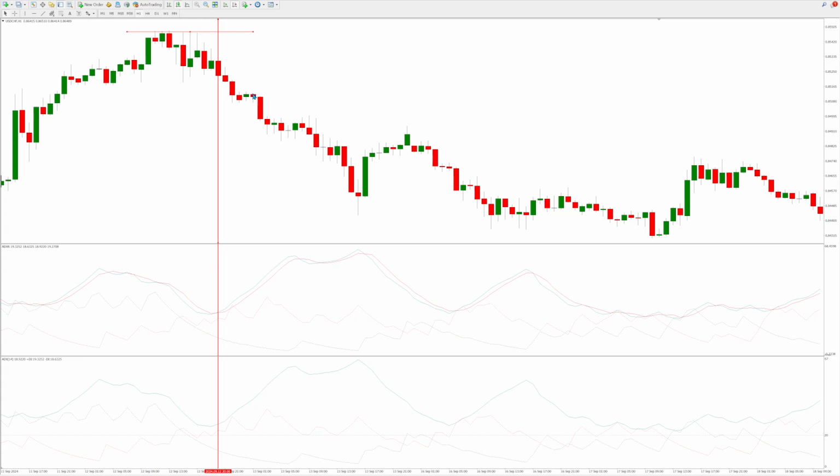Okay, the trend is starting to move downwards. We have the crossover of the ADXR. The red is above the green. All the signs there are pretty good for a sell trade.